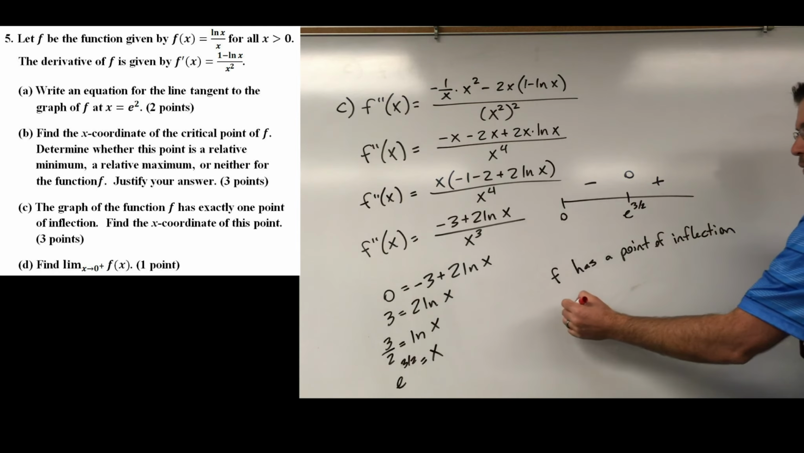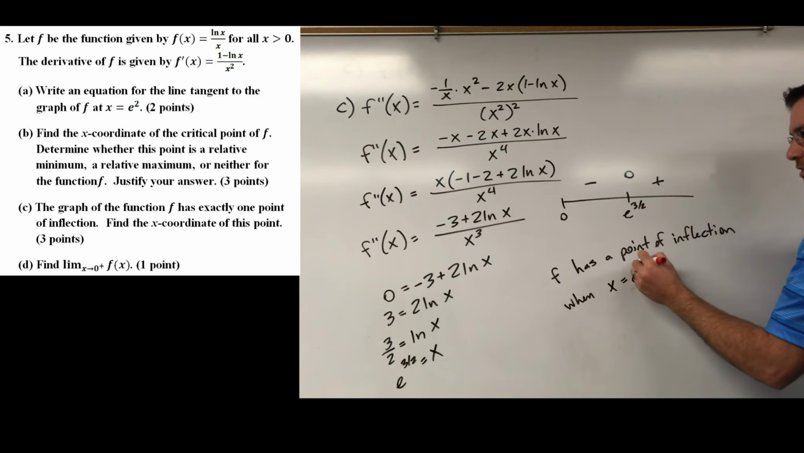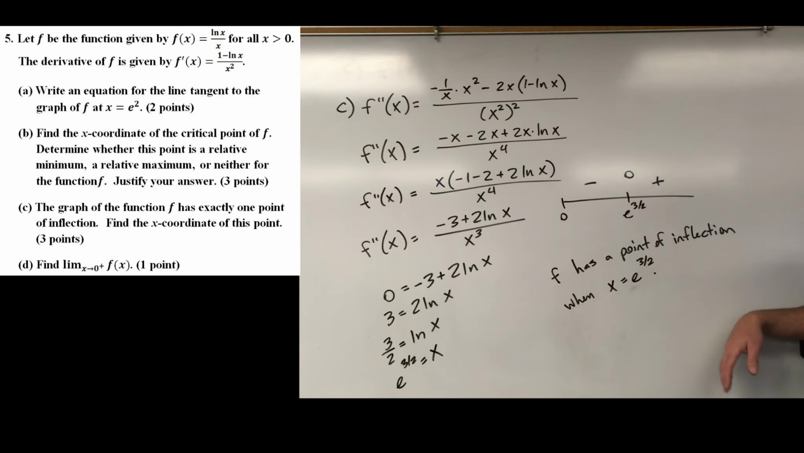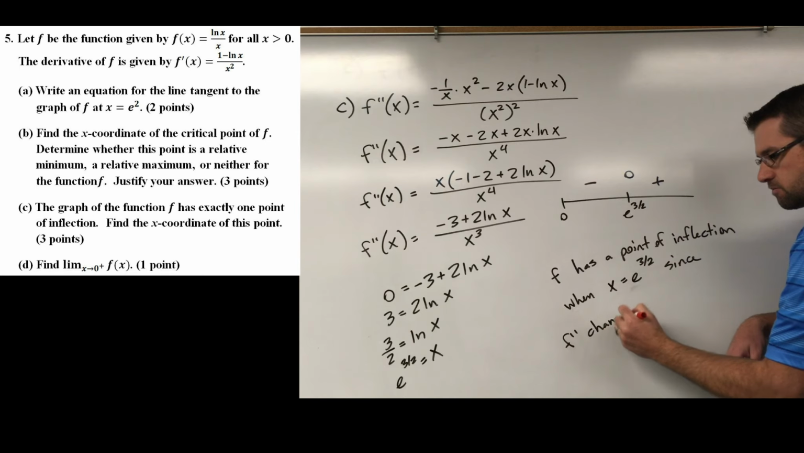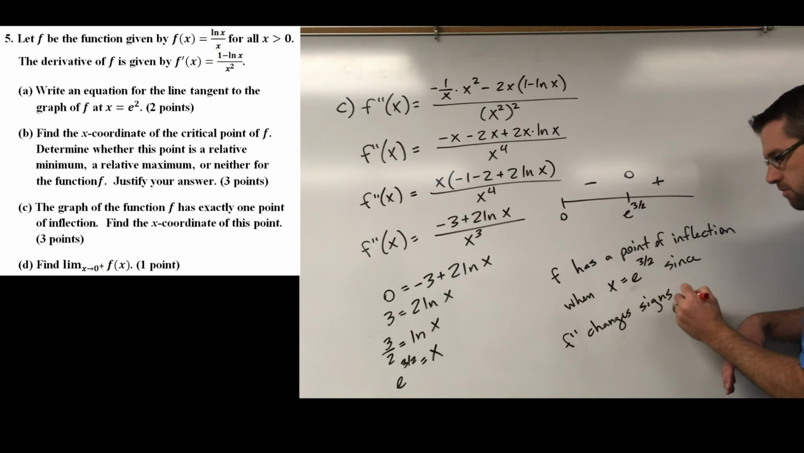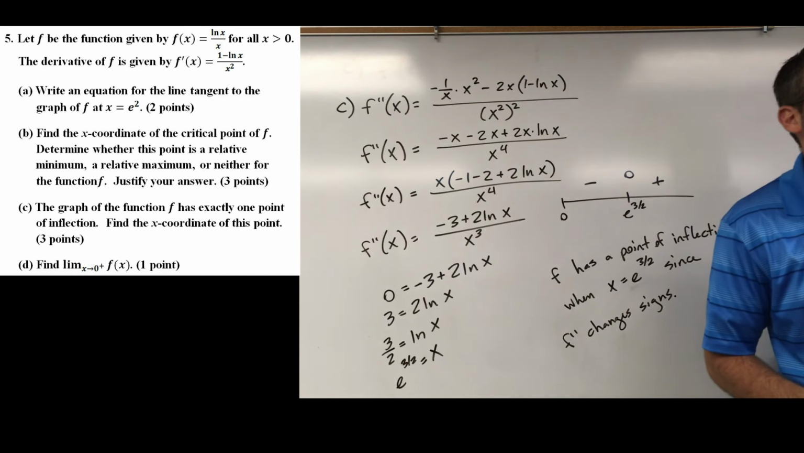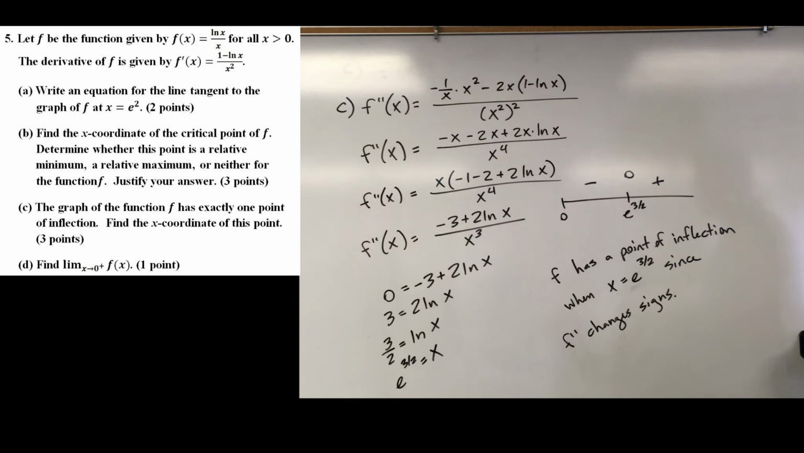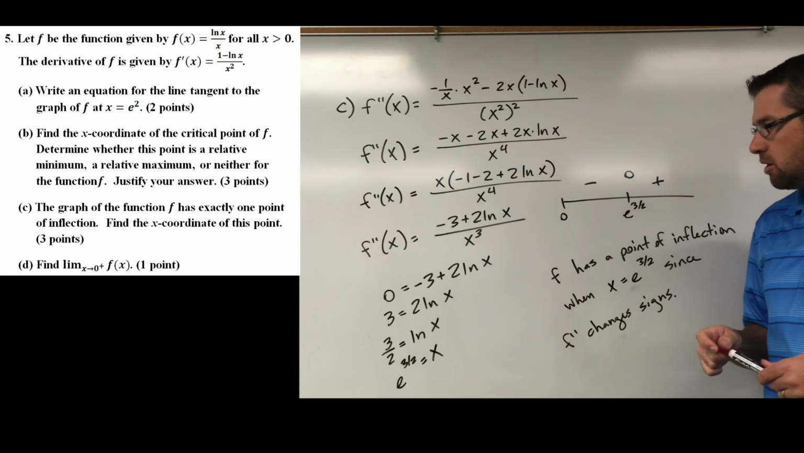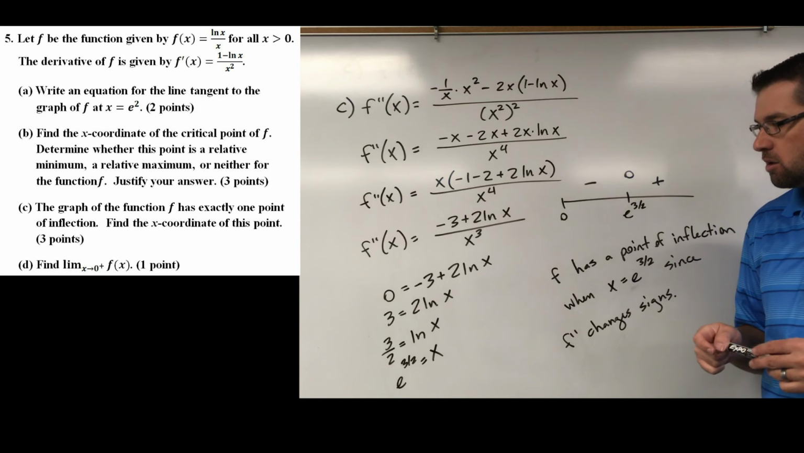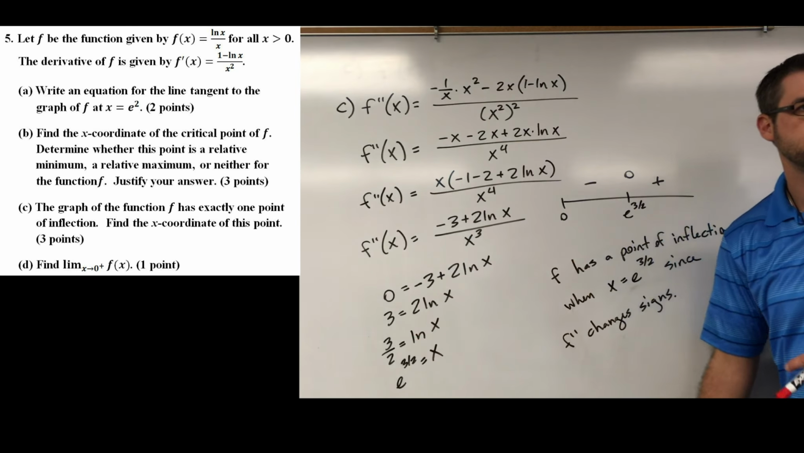when x equals e to the 3 halves. It doesn't say explain, but I would justify it no matter what. What would the justification be? Since f double prime changes signs. I'm thinking 1 point for the second derivative, 1 point for the answer, and 1 point for probably setting f double prime equal to 0.